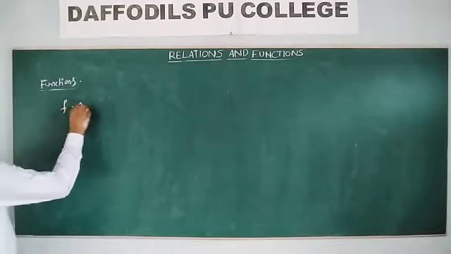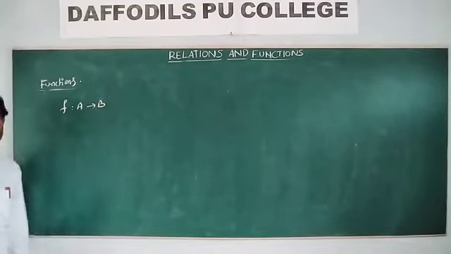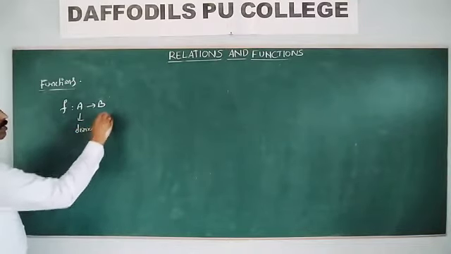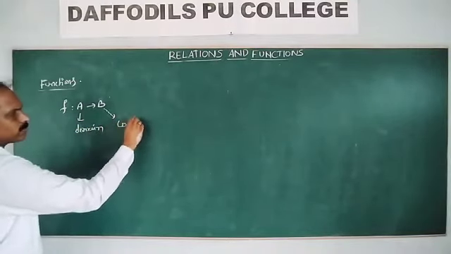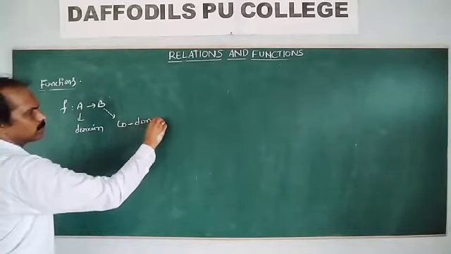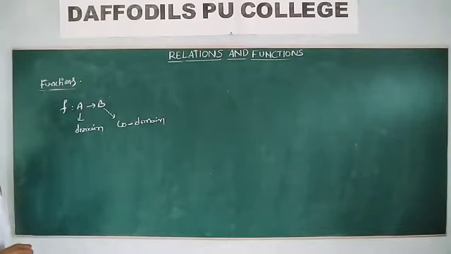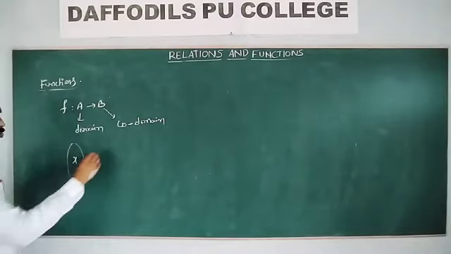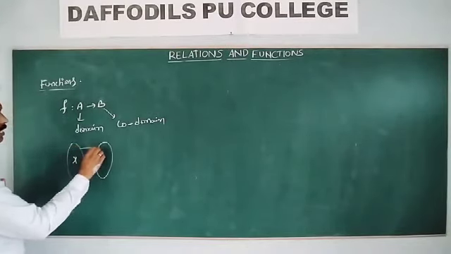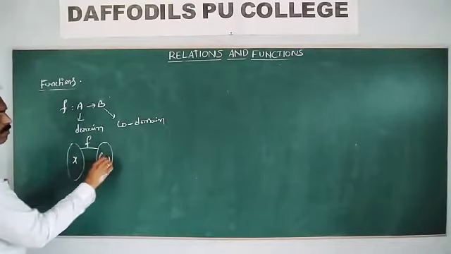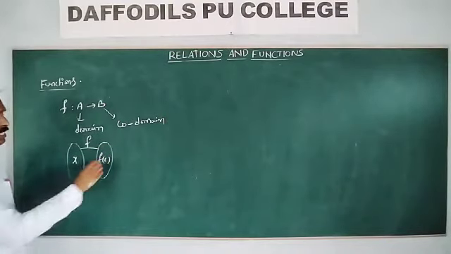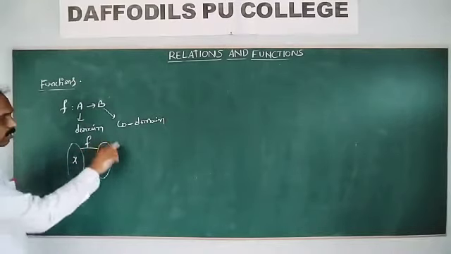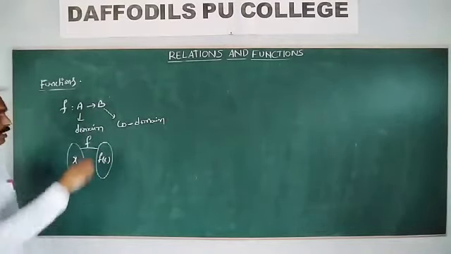F maps A to B is a function. Here A is called the domain and B is called the codomain. Okay, this is a function. X belongs to A and here is f(x). This f(x) is called the range. All elements f(x) belong to that B.